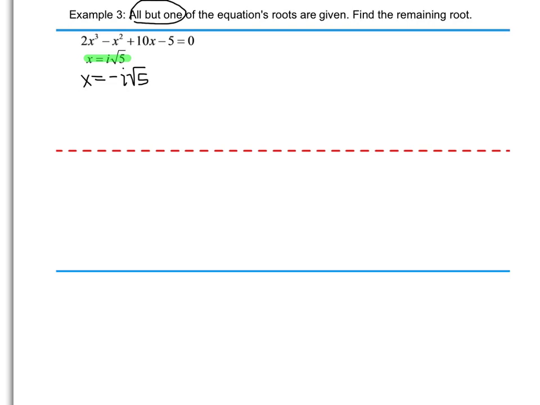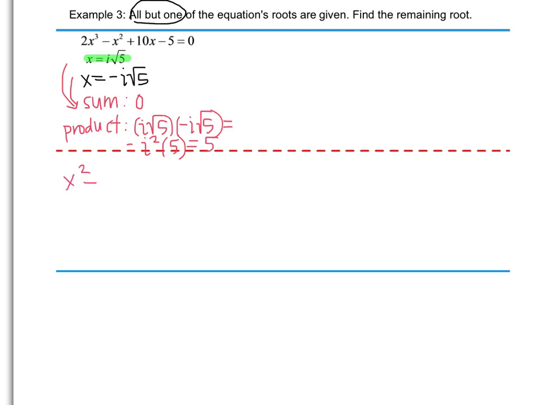Okay, so here's what we want to do. Like the previous example, when we have these two roots, we can go ahead and do the sum and product rule to come up with at least a quadratic equation. So if I sum these, again, they're inverses of each other, so they'll just sum to 0. Product is going to be i root 5 times negative i root 5. So that's negative i squared times 5, which is just 5. So I have the equation x squared minus 0x plus 5. Or if you just want to say x squared plus 5, same thing.